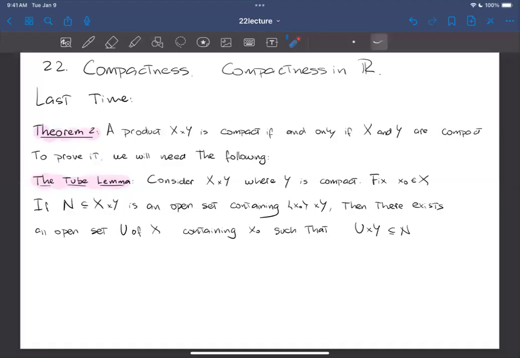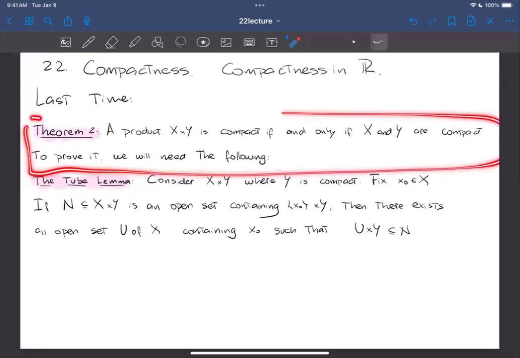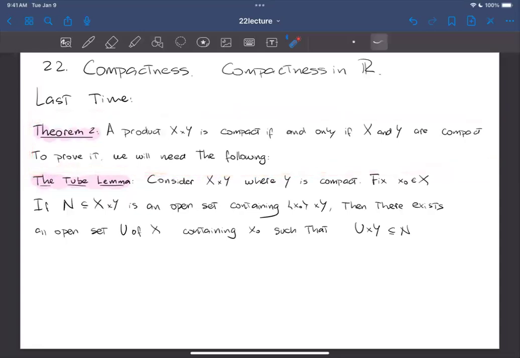Okay, here we go. Well, we come back and let's discuss this theorem that we wanted to prove last time. What we're trying to prove here is if you have a product of two spaces, then the product itself is going to be compact precisely when each coordinate space is compact.